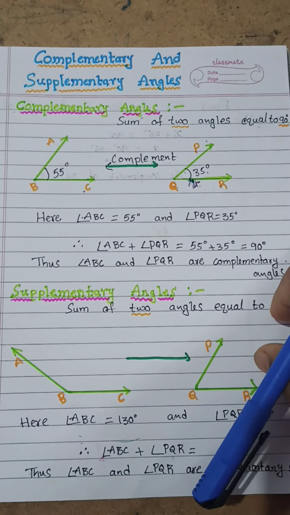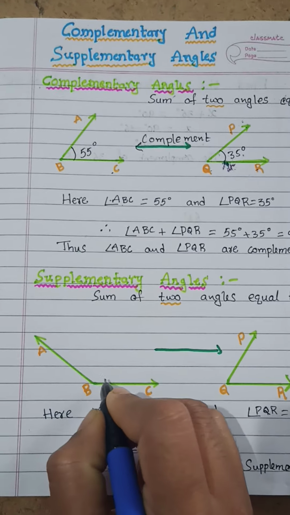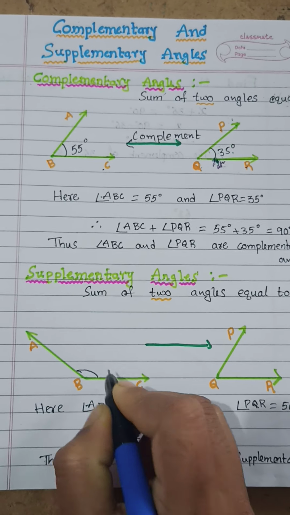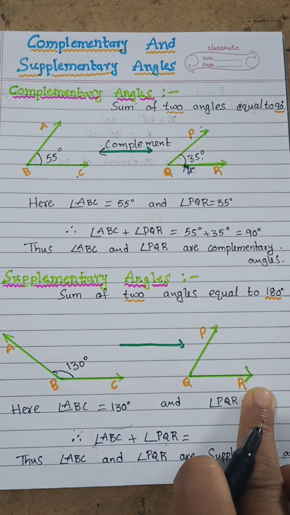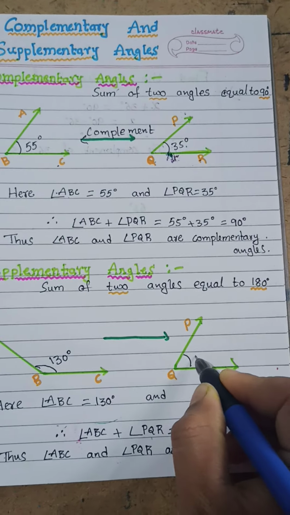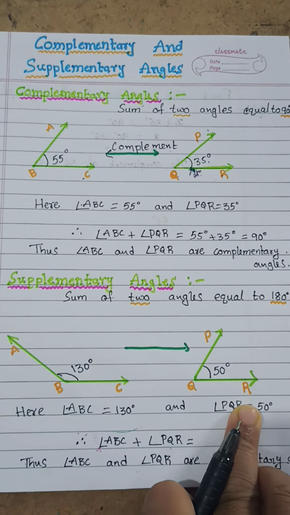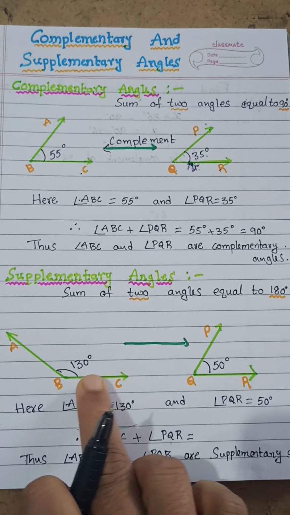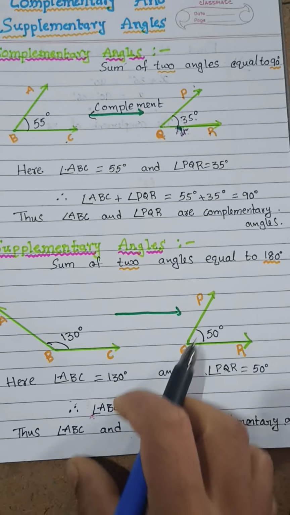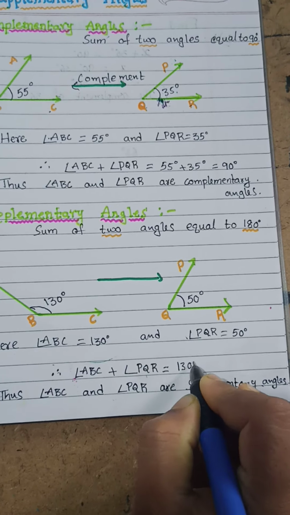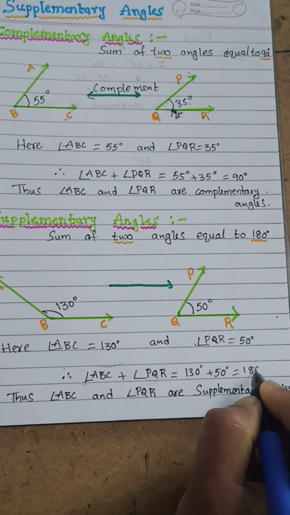Now, supplementary angles. Here we have angle ABC, 130 degrees, and angle PQR, 50 degrees. Now let us add these two angles, angle ABC and angle PQR. 130 plus 50 degrees is equal to 180 degrees.